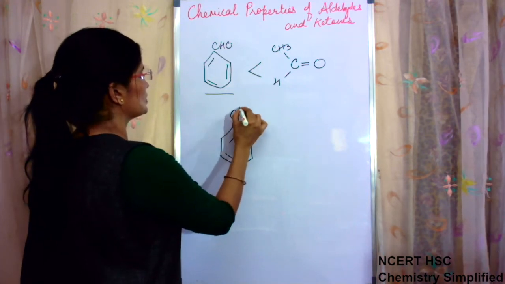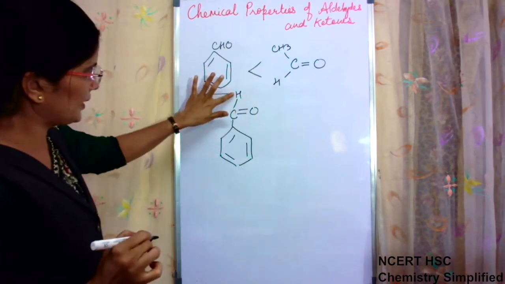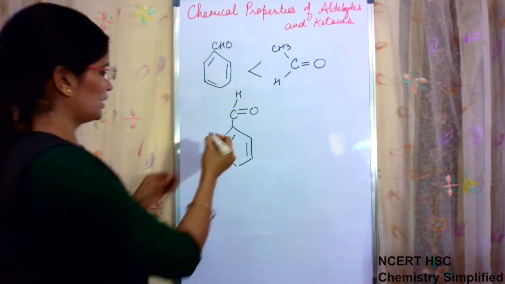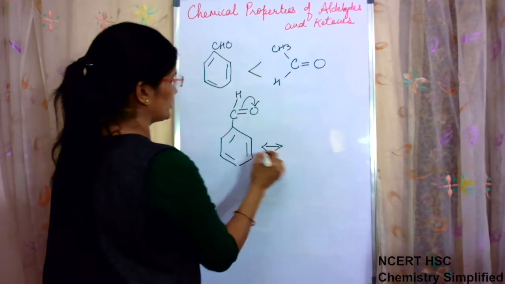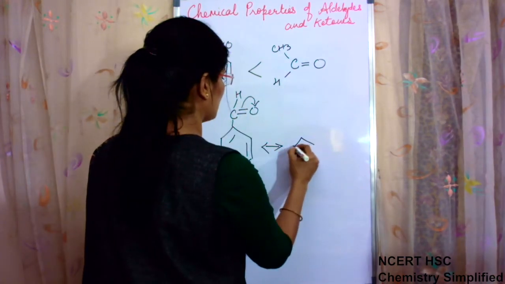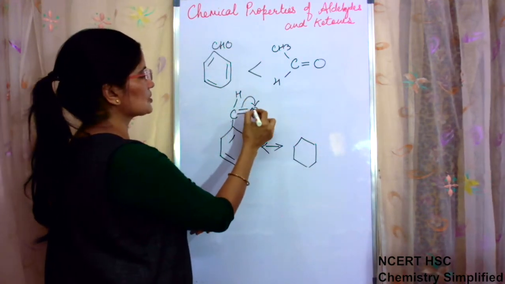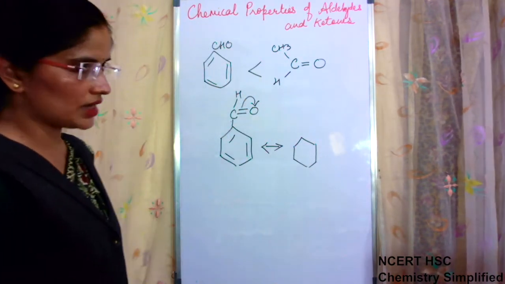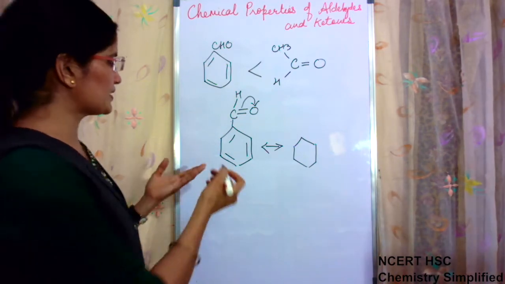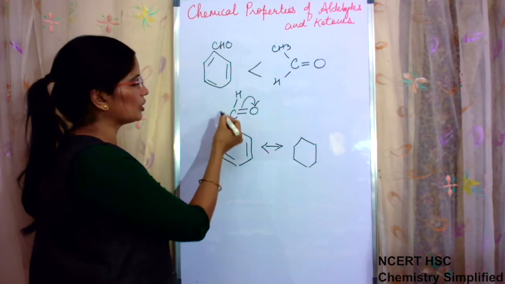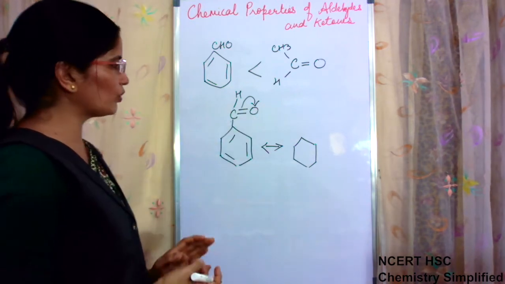This is C double bond O and H. Aldehydic group is attached. Now, in the resonating structures, what happens? This double bond will shift onto this oxygen. Generally, some groups have a tendency, we have seen halogen group, OH group, that the lone pair shifts towards the benzene ring side. But in case of aldehyde group, what is happening?